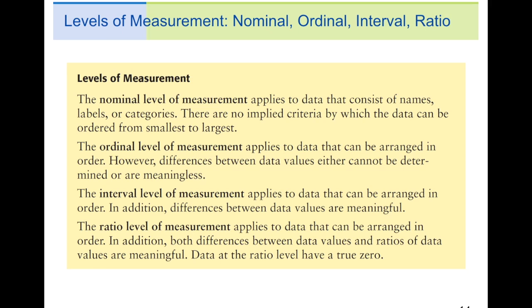It's pretty much meaningless. The interval level of measurement is stuff that can be arranged in order, but also the differences matter. Oftentimes, it's an interval, so it's continuous. A good one is time, because if you take the difference of time, you get the number of hours or minutes or seconds or some combination thereof.